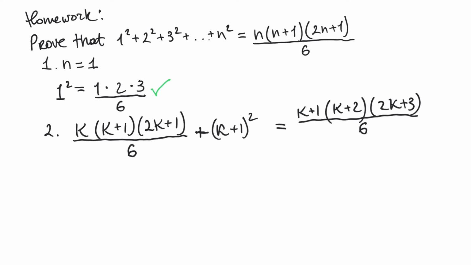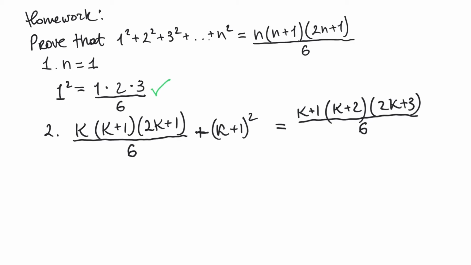First things first, we are going to put our k plus 1 squared into our fraction. And for that, we will multiply the k plus 1 squared by 6. And right off the bat, you can see that there's going to be k plus 1 here and k plus 1 here. So we will factor out k plus 1 from both sides. And the left-hand side is going to look something like this.